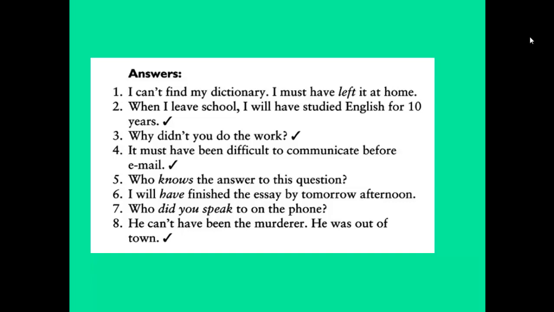This sentence is true. Number 5, who does know the answer to this question is wrong. So the true sentence is who knows the answer to this question. So there is no need to use the auxiliary verb do or does here, because we are asking about the doer, the subject, the agent.